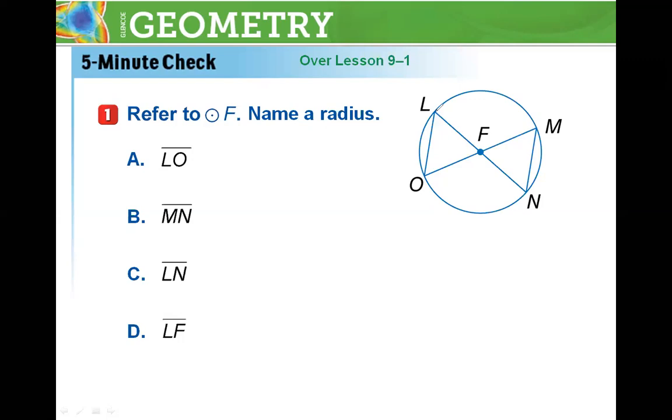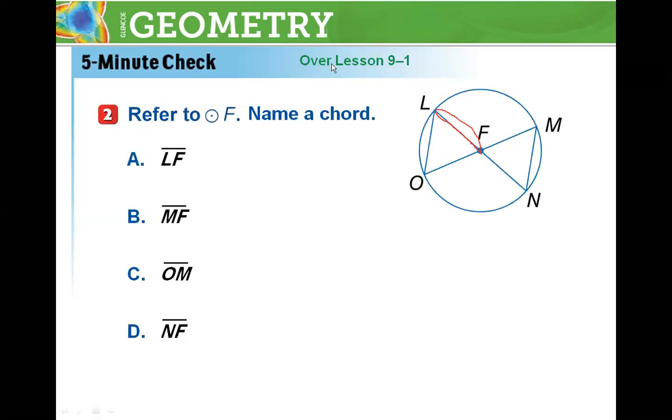So I'm talking now about LF, and LF is a radius because, as Muhammad Arif said, the radius is the line that joins the center and any point, and we have only one radius here. So our answer is letter D, as you see. This is the first problem. We're going to the second one.